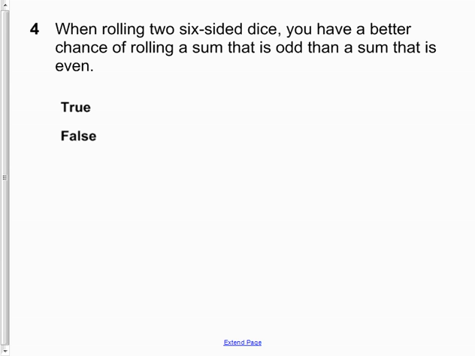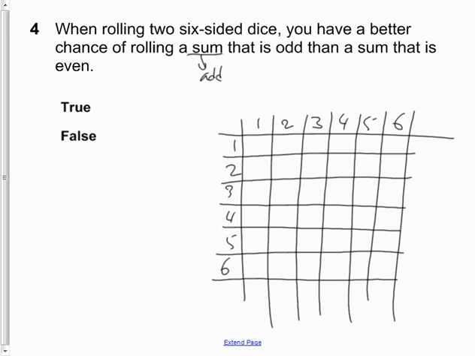Question 4, when rolling 2 6-sided dice, you have a better chance of rolling a sum, which is a fancy word for addition, that is odd, than a sum that is even. Well, let's draw a table here. So when I draw my table, this is what it looks like. And I can clearly see when I look at this table that there are 36 possible outcomes, right? 36 possible outcomes. And of those 36 possible outcomes, if I was to put a check mark in all the odd boxes, every box that has a red check mark has a sum that is an odd number.